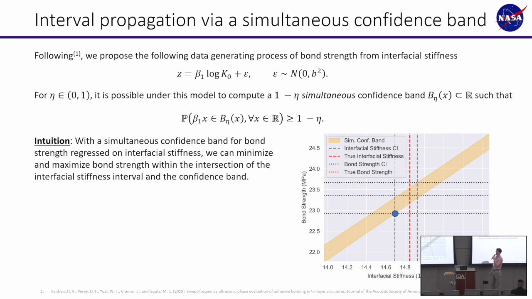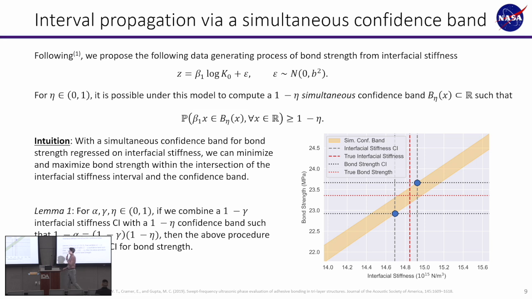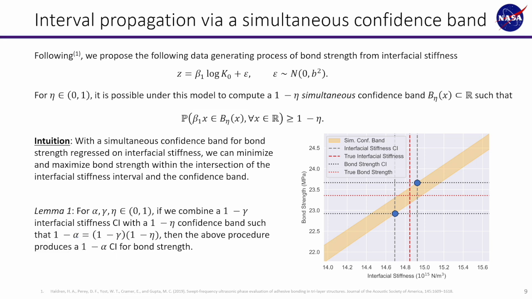And now we can pretty heavily just rely on classical statistics and say, well, if this linear assumption is true and we're Gaussian and all that, we can very easily construct simultaneous confidence sets such that for any x, our confidence band has the right coverage level across all x. And the intuition I'm going to suggest here is that if we have such a band, which I've indicated by this orange band, and we have our interfacial stiffness interval on the x-axis, we can simply minimize and maximize the value in our band over that interfacial stiffness interval.